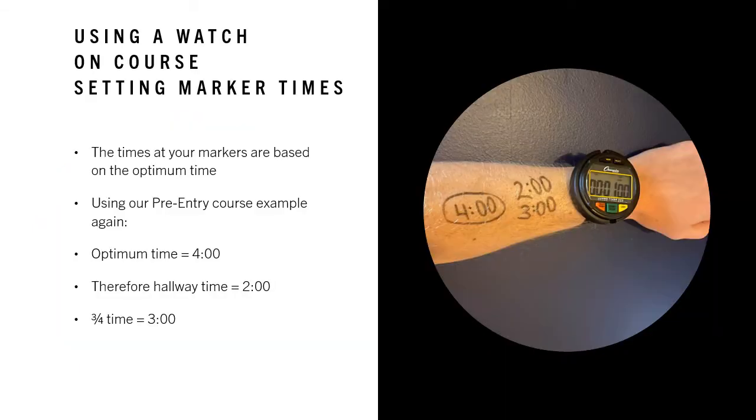Here I am just breaking down again what these numbers are on his arm. And you don't have to do it like this. This is just a way that we find easy to remember. Maybe you can hold all those times in your head. You don't have to write on your arm at all. But his optimum time was 4 minutes. His halfway time is 2 minutes. And his 3/4 time is 3 minutes.